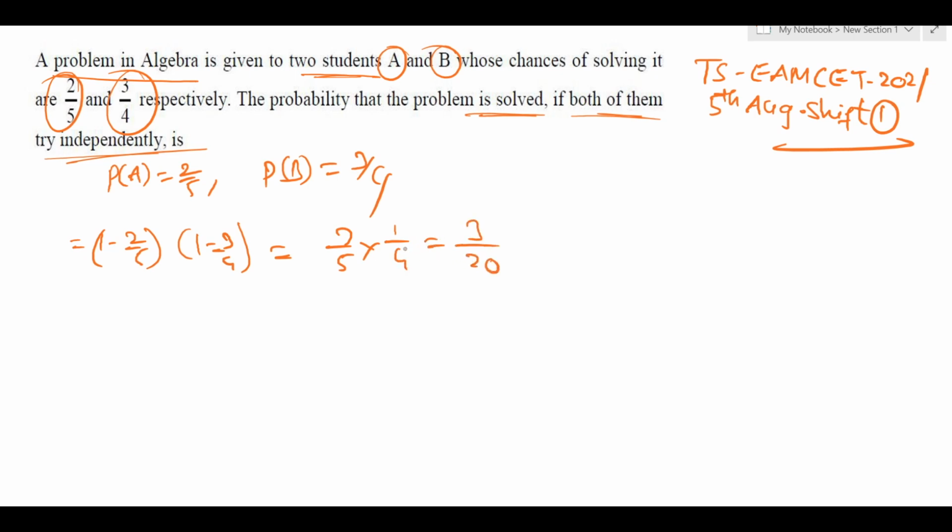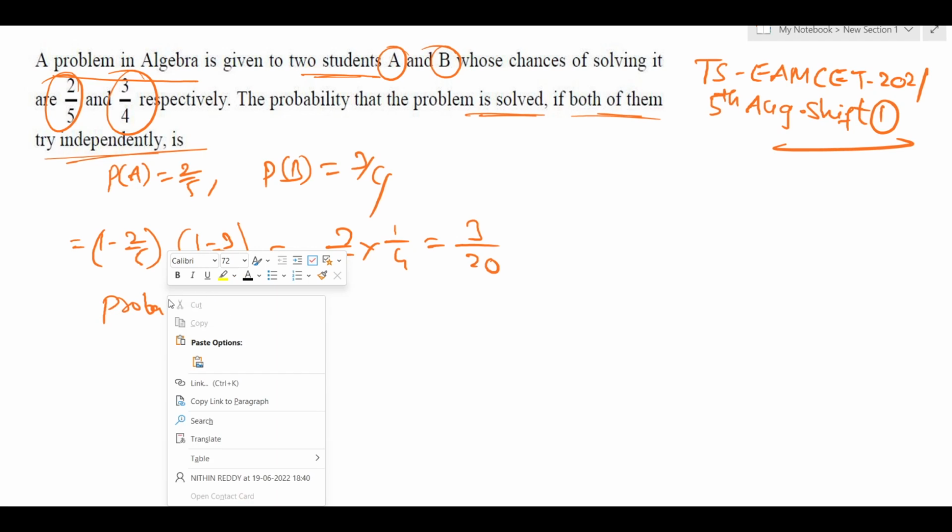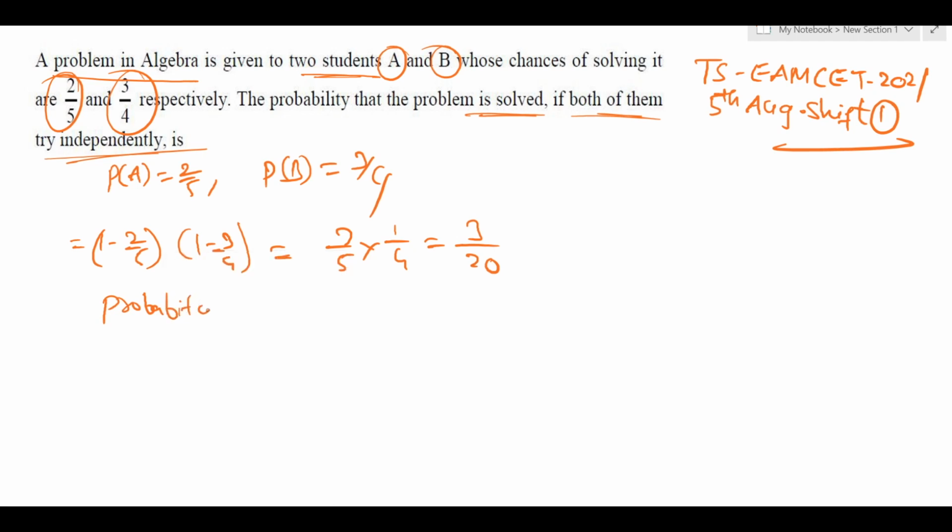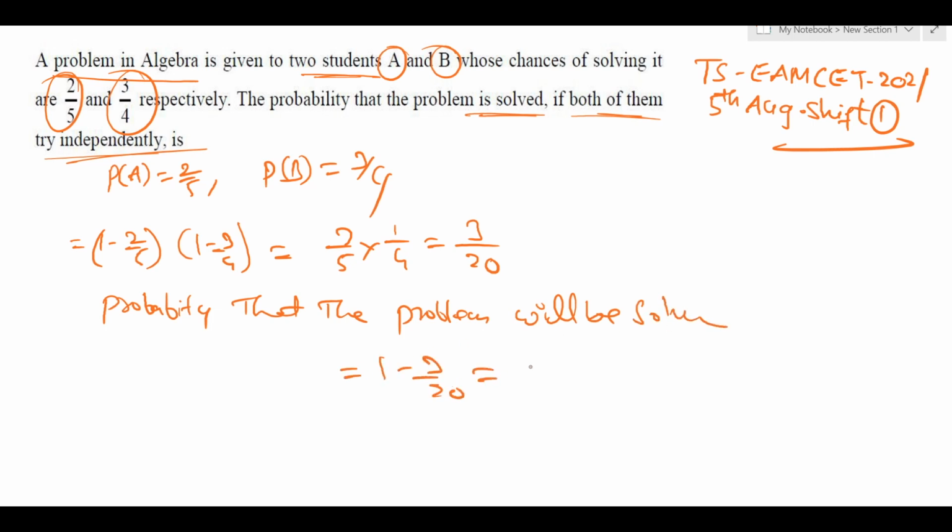Probability that the problem will be solved is equal to 1 minus 3 by 20, that is 20 minus 3 by 20, which is equal to 17 by 20.